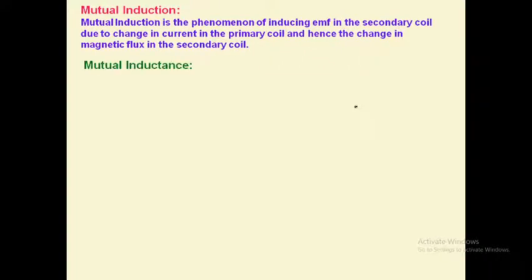Now we have the second kind of induction called mutual induction. Mutual means it will involve two coils. One is called the primary coil, the other is called the secondary coil. So whenever we change the current in the primary coil, a current in the secondary coil is also induced.